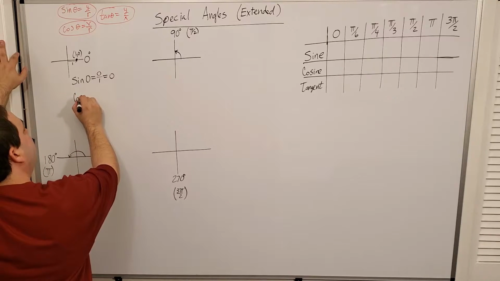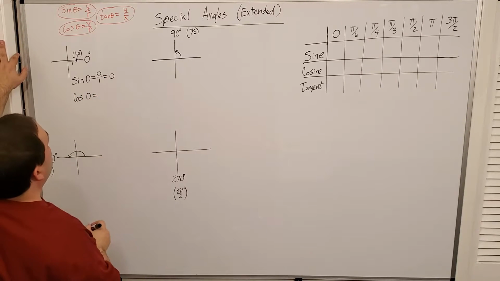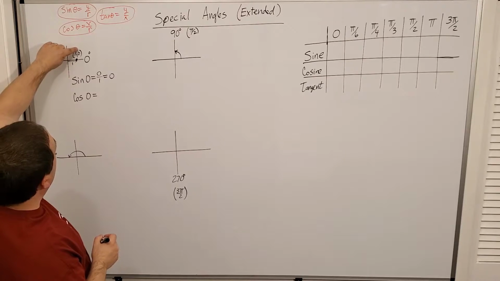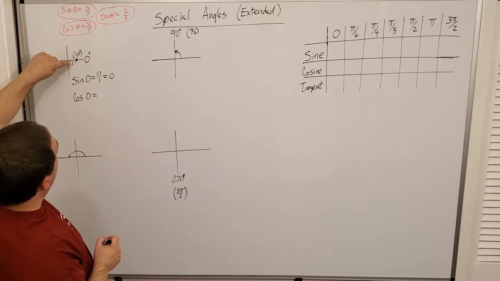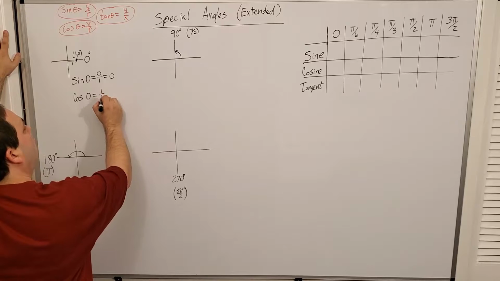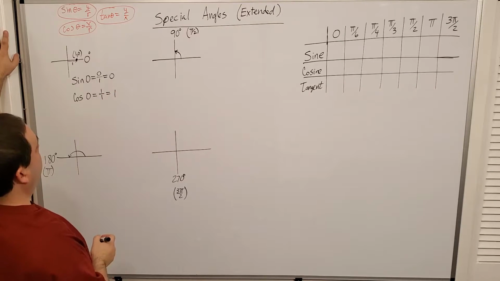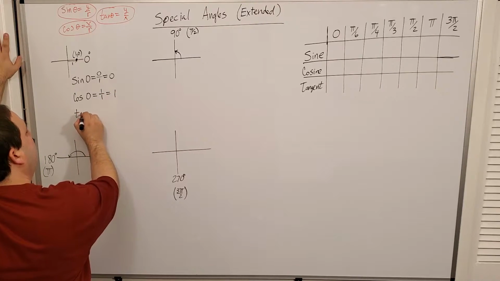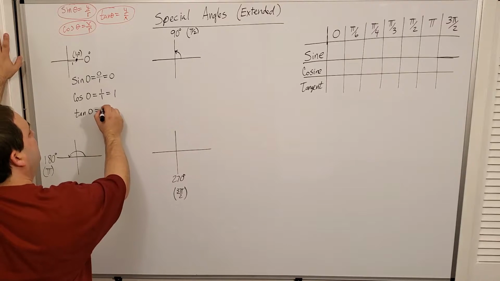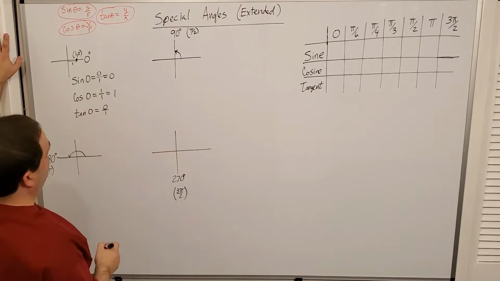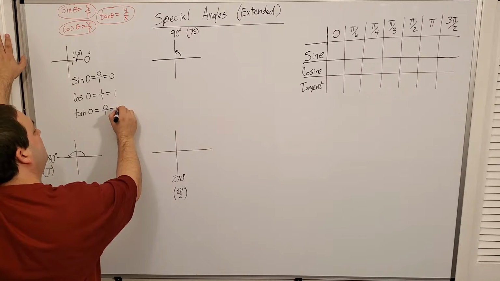The cosine of 0 is 1 over 1. The x value over the r value, 1 over 1, which is 1. And the tangent of 0 is, again, y over x, which is 0 over 1, which is going to be 0.